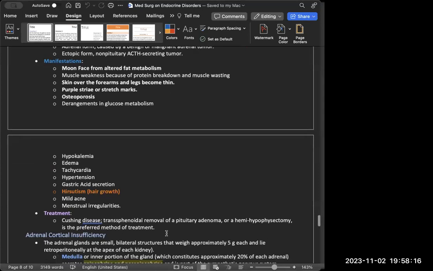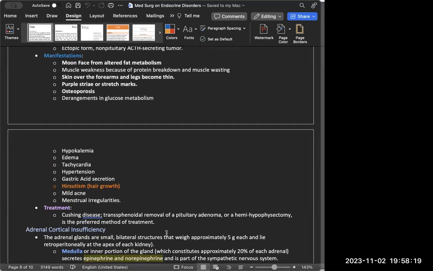Okay. So you have things like a moon face, from altered fat metabolism, skin over the forearms and legs becomes really thin. They have purple striae or stretch marks, and bone brittling, because if you remember, I told you all about steroid medications. Something that they can cause is osteoporosis. So too many steroids, that's why they say long-term use or using steroids for more than 10 days is not good, because you can get delayed wound healing, risk for infections, and also osteoporosis, okay?